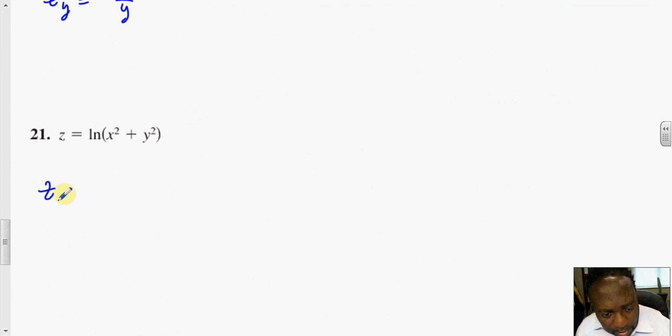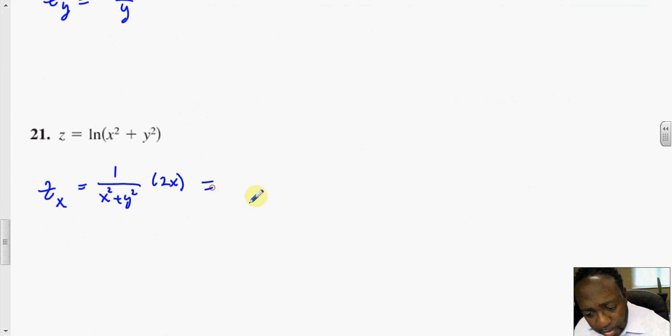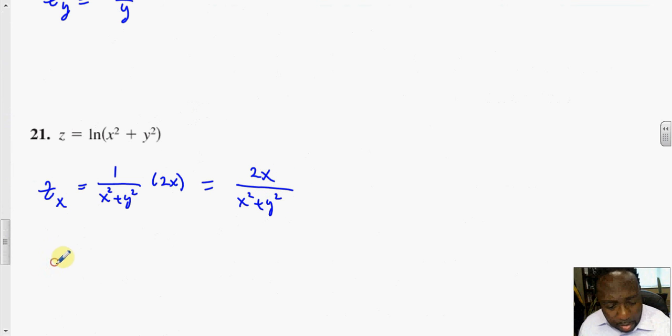The partial of z with respect to x is 1 all over x squared plus y squared times the derivative of x squared plus y squared with respect to x. That's just times 2x. So what we have is just 2x all over x squared plus y squared. The partial of z with respect to y is in that same fashion. So we have symmetry, so it's just 2y all over x squared plus y squared.